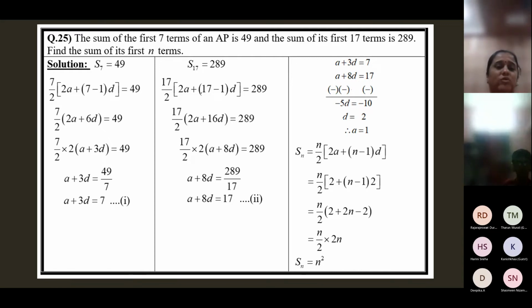So you have two conditions. S7, sum of the first 7 terms is 49. Sum of the first 17 terms is 289. That will give you two equations in A and D, because you don't know the arithmetic progression, you don't know the values of A and D. But you know n is 7, n is 17. Solve the two equations, find the values of A and D. And then find Sn. To find Sn, n will be n only. Substitute the values of a and d. Sn is n square. Take a picture.